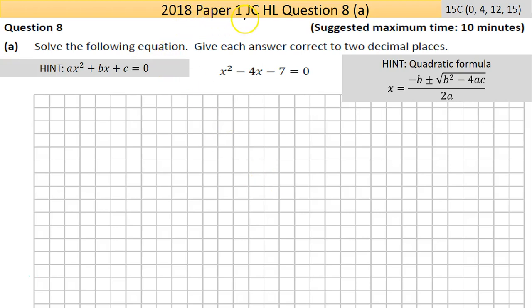Hi and welcome to the 2018 Paper 1 of the Junior Cert Higher Level. This is question 8 we're on right now.